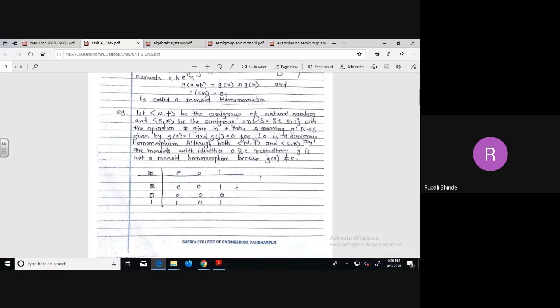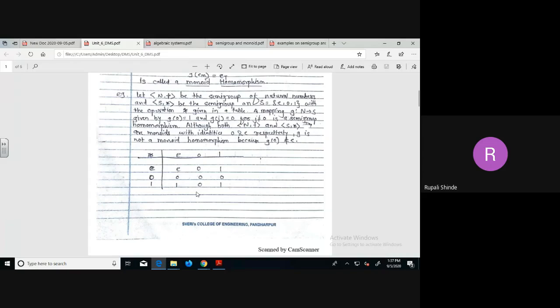What did we say for a semigroup? If closure and associativity properties hold, it is a semigroup. For a monoid, closure, associativity and identity, all three properties must be satisfied. Now for this semigroup there is an identity element, that's why we can say that this is a monoid. So we can take note of this: every monoid is a semigroup. Why? Because whatever properties are required for a semigroup, all those properties are in a monoid. That's why every monoid is a semigroup.